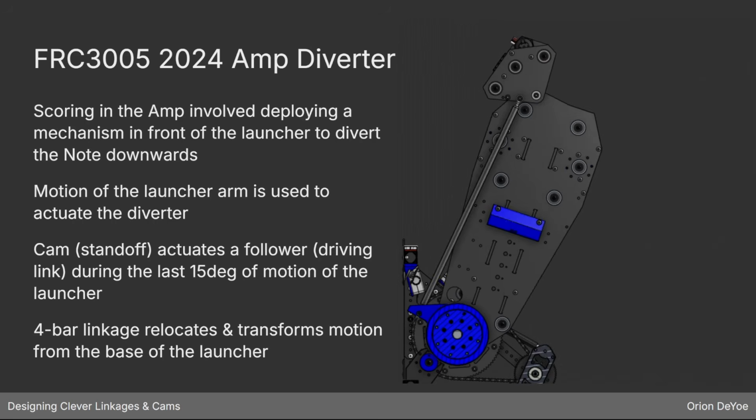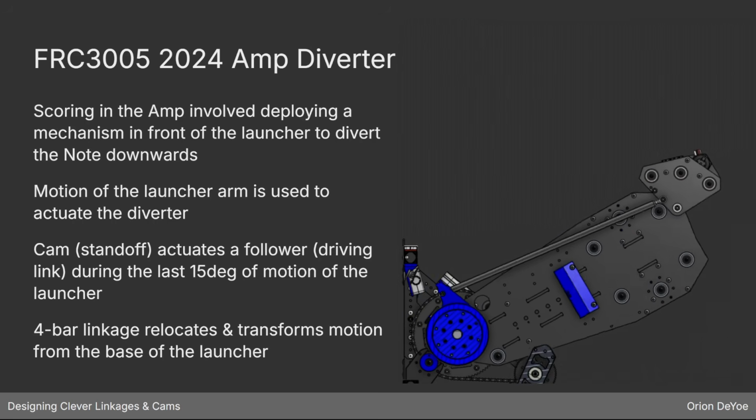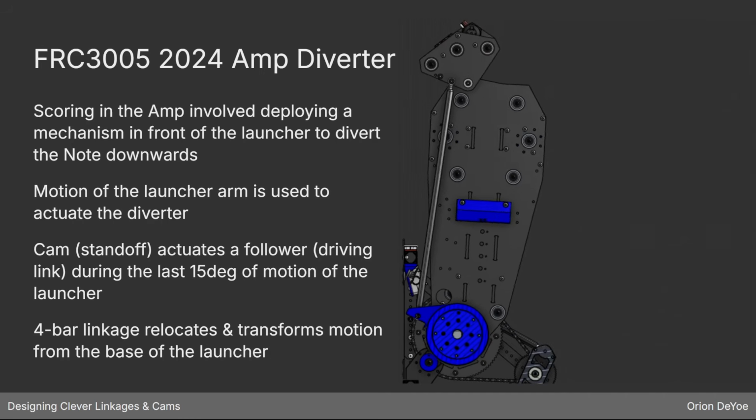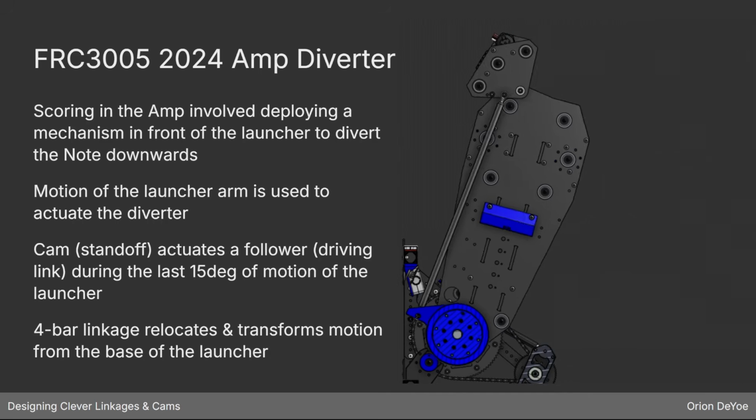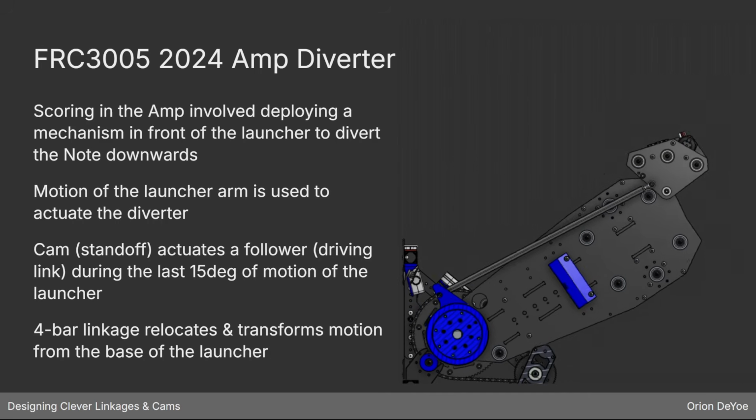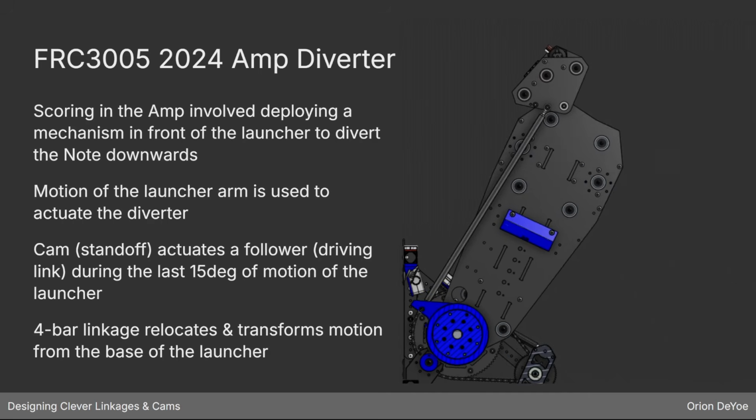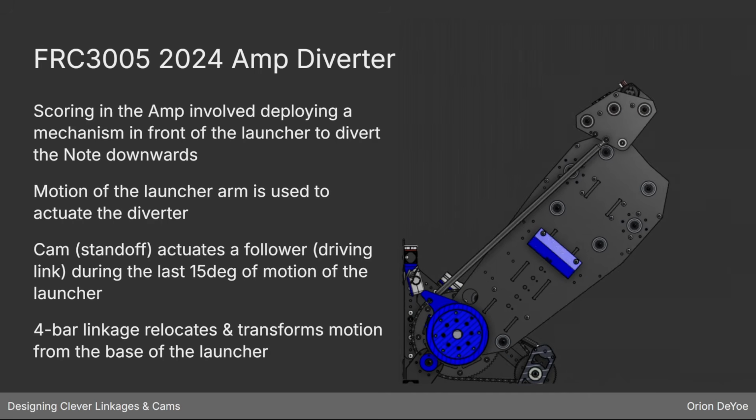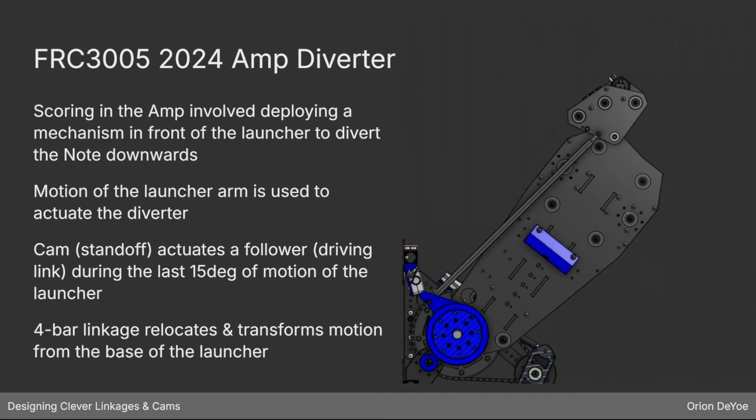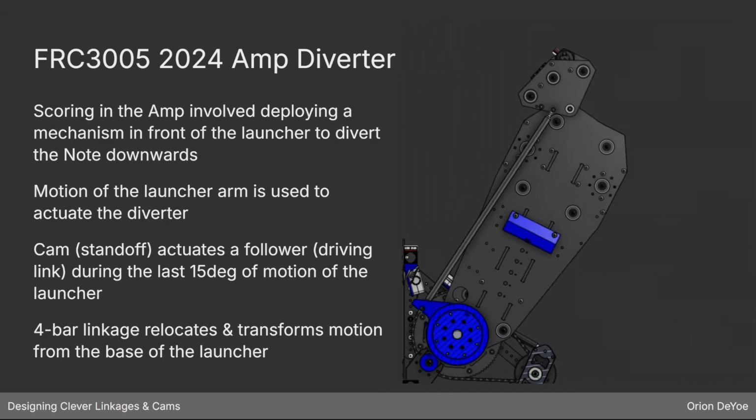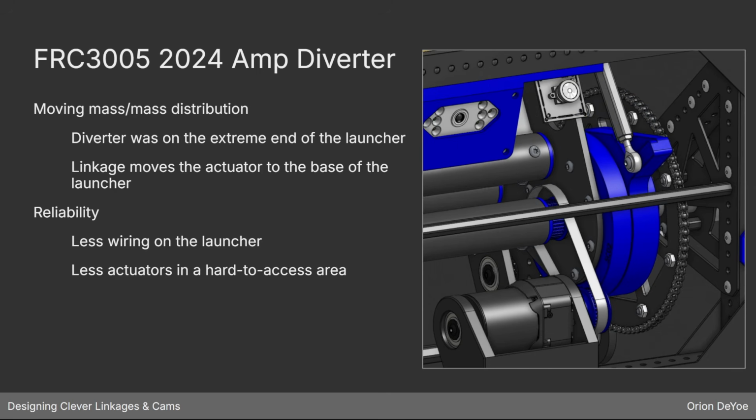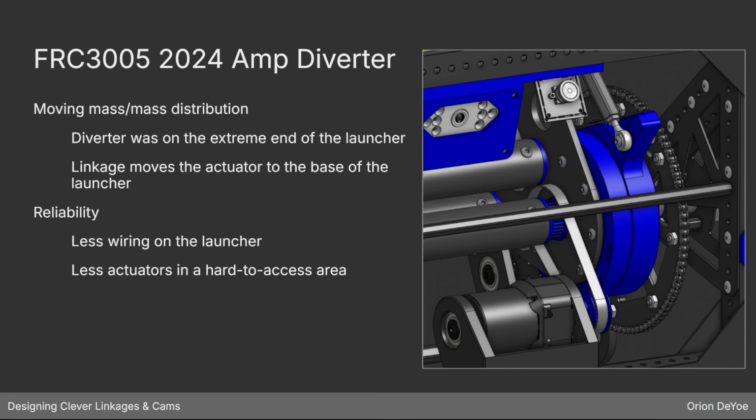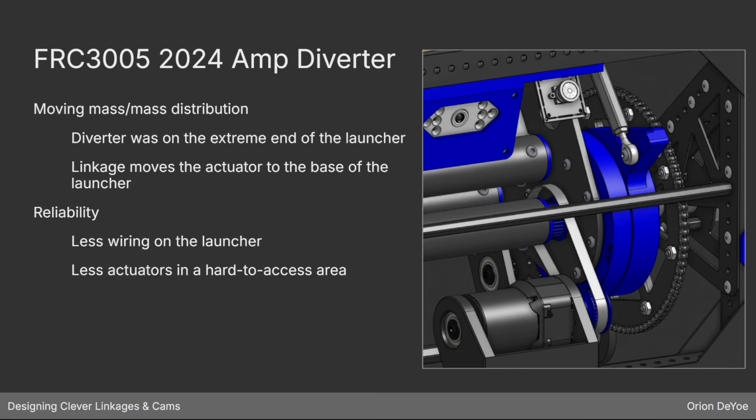Well, there's some animations on the next slides that are a little clearer, that actuate the diverter during the last 15 degrees of motion of the launcher. And then we have this 4-bar linkage, basically just to move this motion from the cam follower system down right at the pivot of the launcher out to the end of the launcher where the diverter is. This is a better 3D animation showing that interaction between the follower lever and this standoff cam.